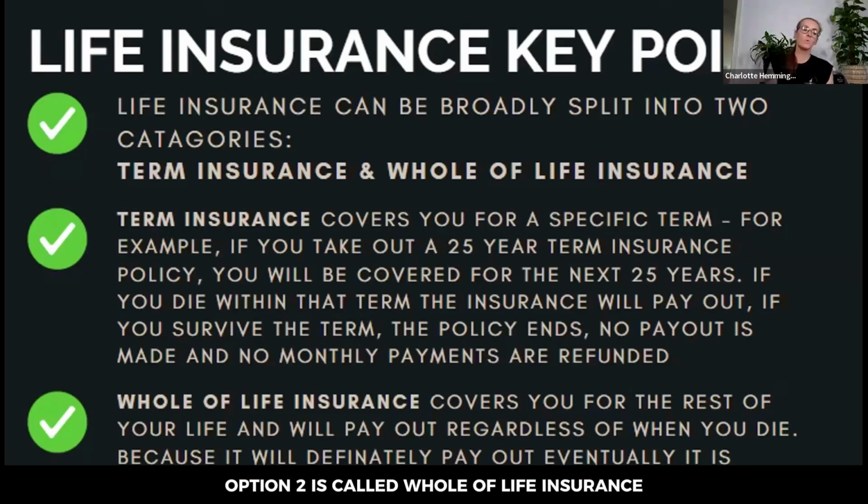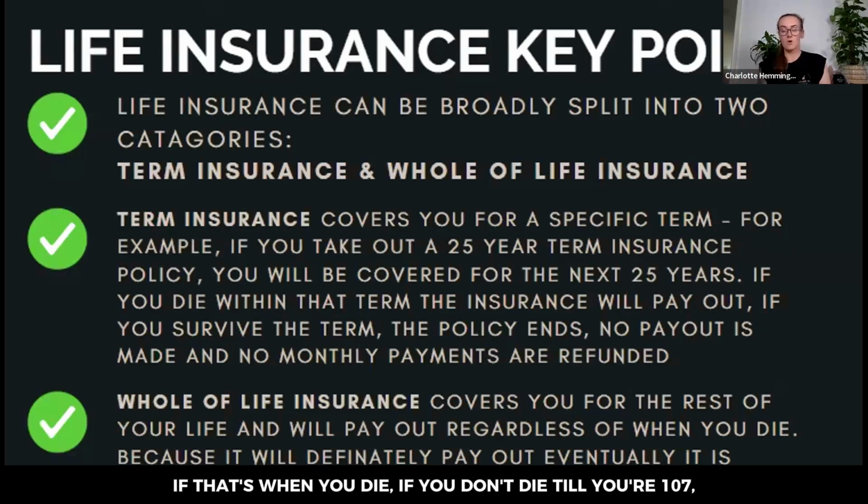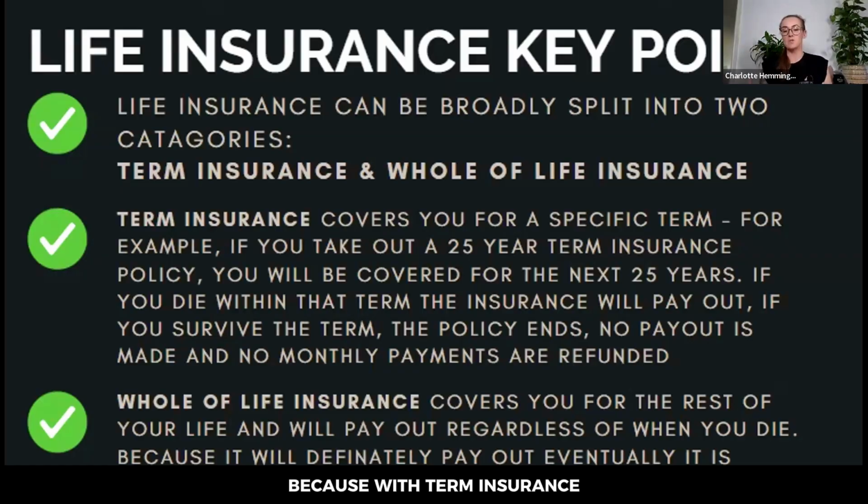So that's option one, term insurance. Option two is called whole of life insurance. And again, the clue is in the name. This covers you for the rest of your life and will pay out regardless of when you die. So it might pay out when you're 37 if that's when you die. If you don't die till you're 107, it will pay out then. Because it will definitely pay out eventually, it is considered generally more expensive, because with term insurance, they're kind of banking on you not dying during your mortgage term or during the term of the policy.